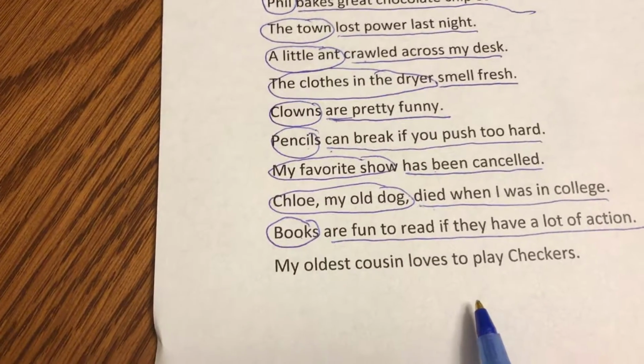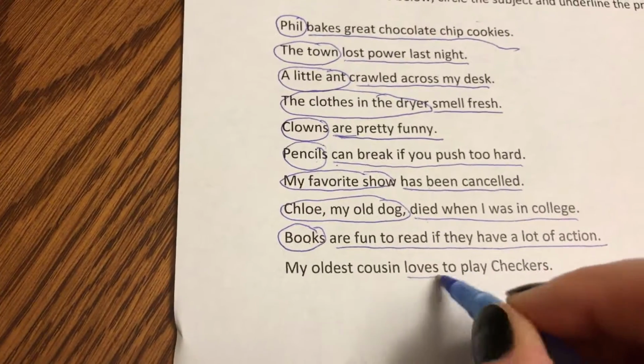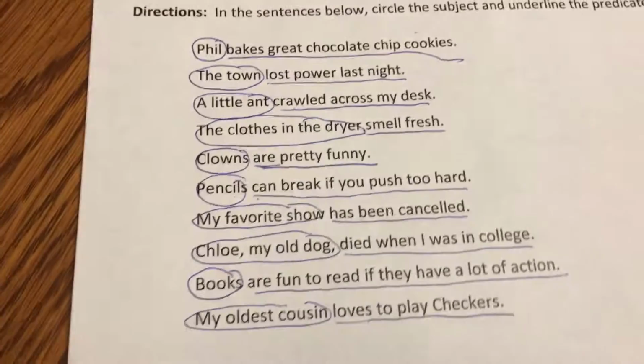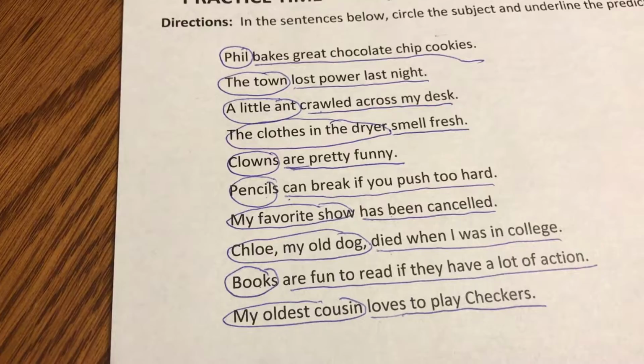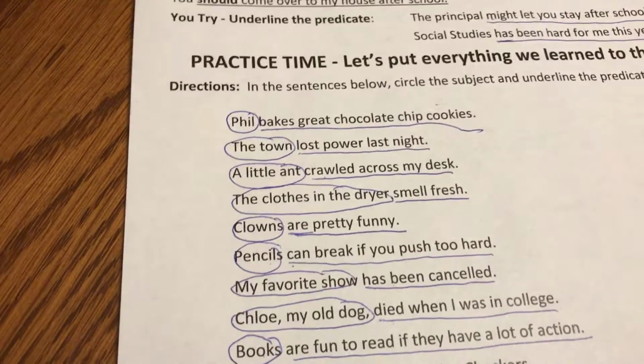My oldest cousin loves to play checkers. What does he like? He loves, that's the verb, loves to play checkers. So this is about my oldest cousin. All right, so remember, the subject's at the beginning of the sentence. The predicate starts with the first verb. Cool. Good job.